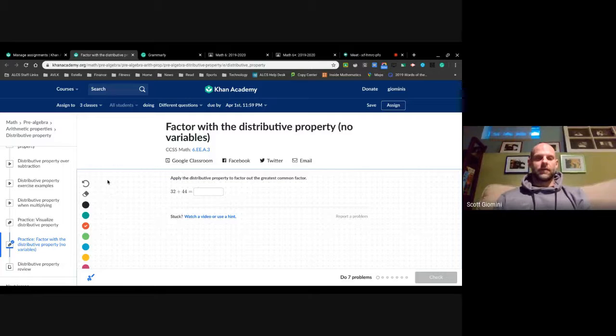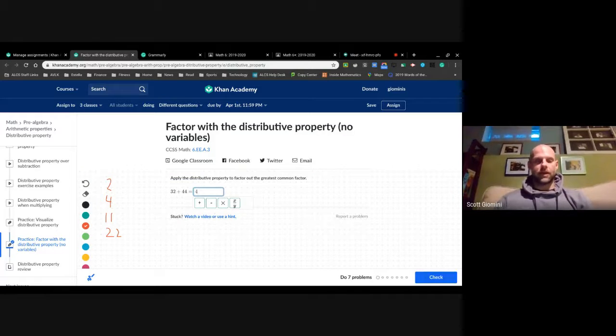The factors of 44 are 2, 4, 11, and 22. I do not like writing on this, but I'll have to do it for this. Which one of these factors is also a factor of 32? 2 is, 4 is, 11 and 22 are not. The greatest common factor then would be 4. I will put a 4 on the outside.